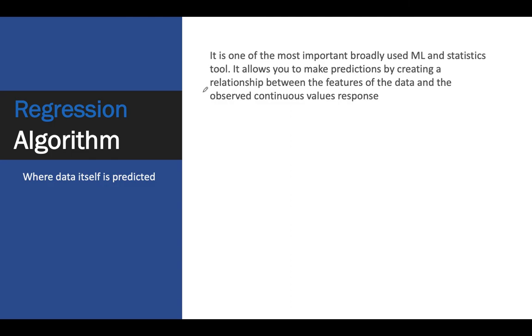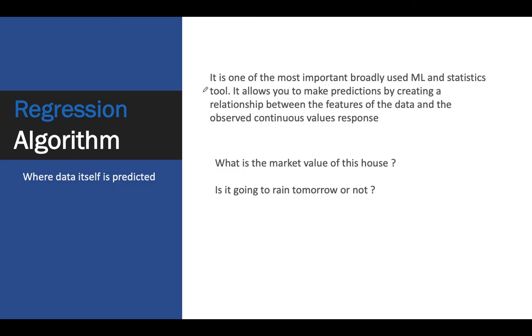Here you may have questions like what would be the market price of a house in the next few years, or is it going to rain tomorrow or not. Those could be regression-type questions.